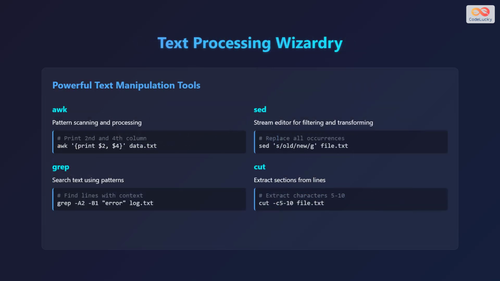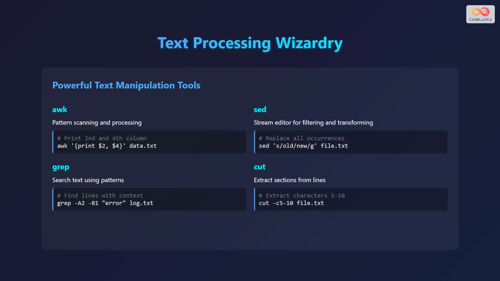Text processing tools can significantly enhance your ability to manipulate and analyze data from the command line. awk is used for pattern scanning and processing. To print the second and fourth columns from a file, use the command awk '{print $2, $4}' data.txt.